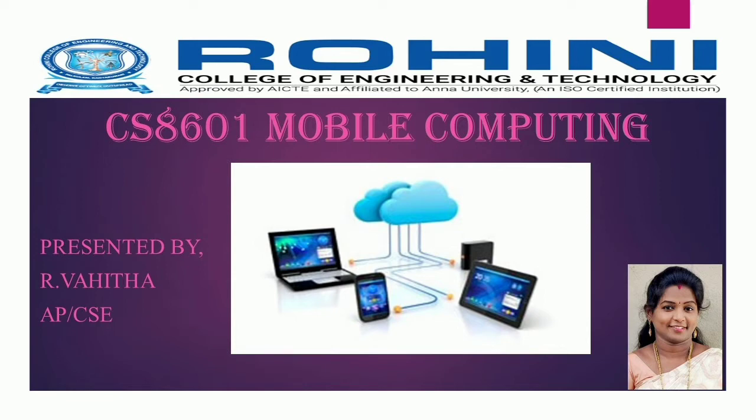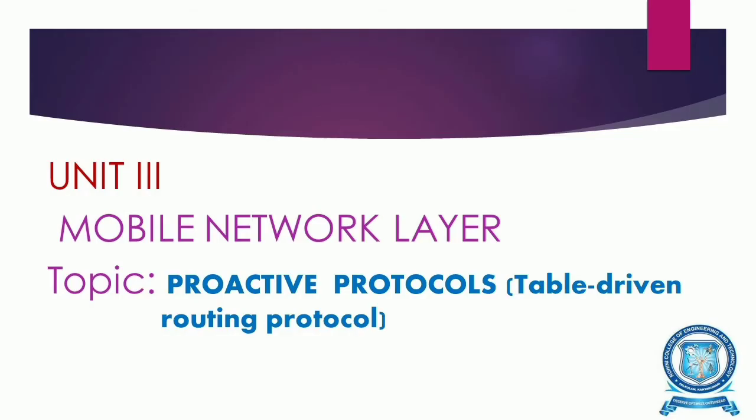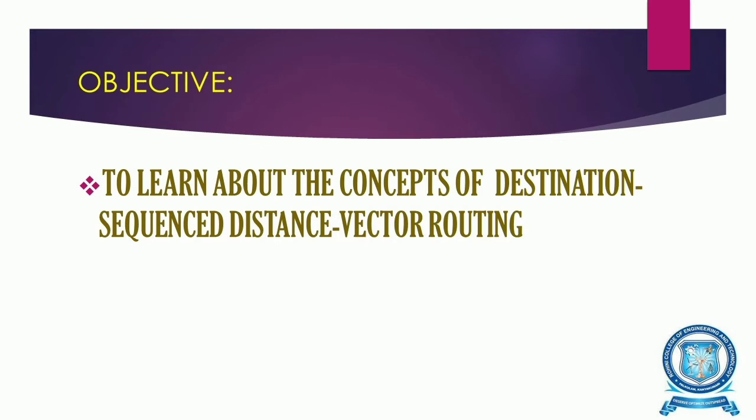I am here to explain a few concepts of the subject CS8601 Mobile Computing. We are dealing with Unit 3, that is Mobile Network Layer. The topic discussed here is proactive protocols, also called table driven routing protocols. The objective of learning this is to know about the concepts of destination sequenced distance vector routing.